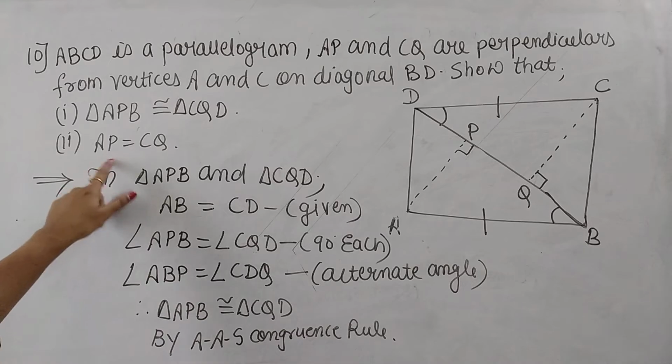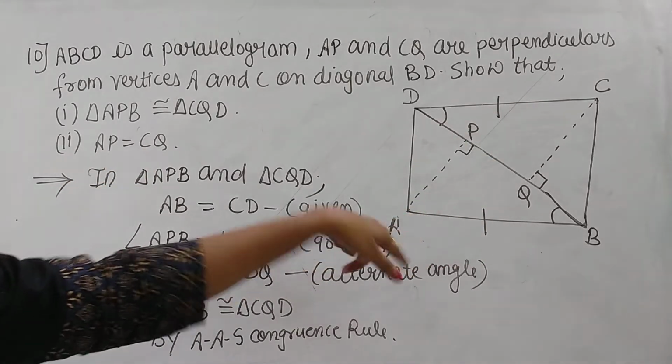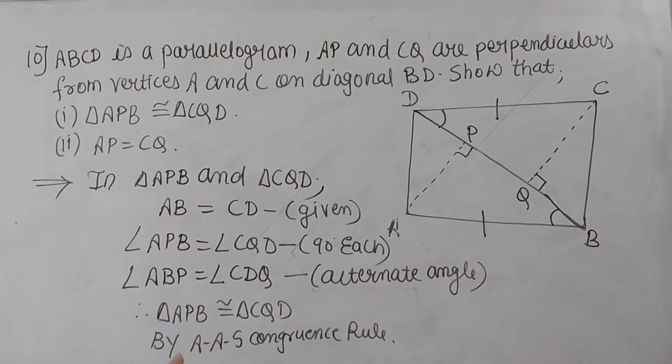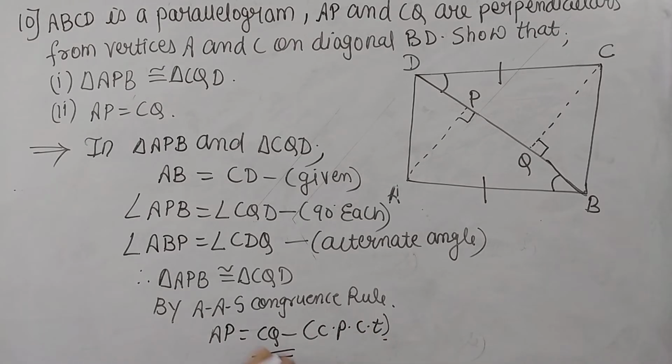Now coming to the second part, that is AP is equal to CQ. Obviously, we are going to get it by CPCT because we have proved here that the two triangles are congruent to each other. So therefore, AP is equal to CQ. Reason is CPCT. Okay, and hence we have proved it.